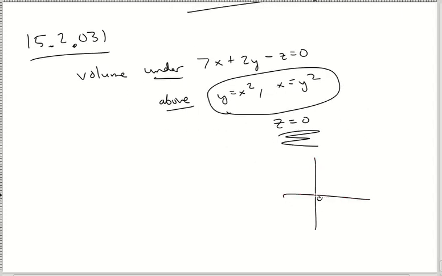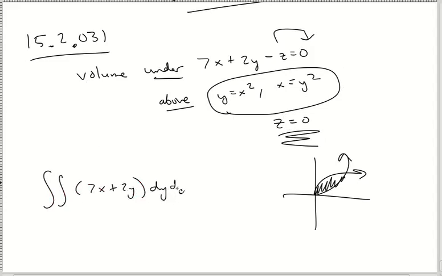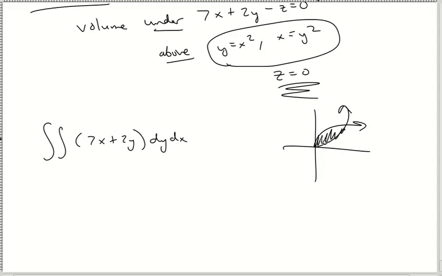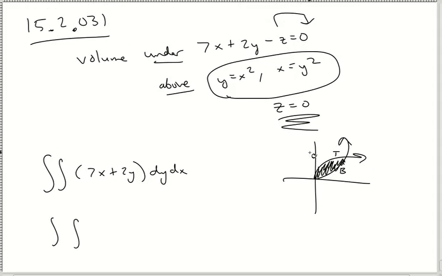So what does that look like? In 2D land, we got a parabola and we got a square root, and they want this region here. And you can notice that if we take the z, move it to the other side, we get our double integral z to find the volume. 7x plus 2y dy dx. So how do we find this in terms of x's and y's? Notice what's on the top and what's on the bottom. So for my y's, what's on the top is actually a square root.